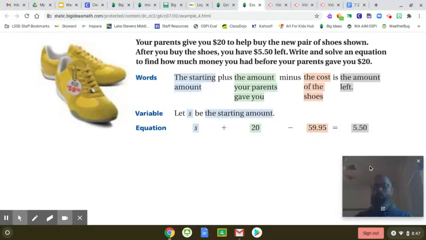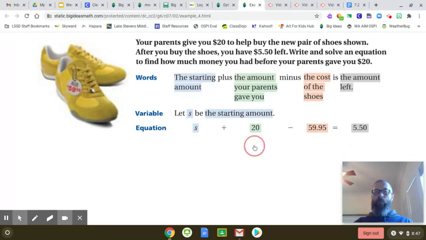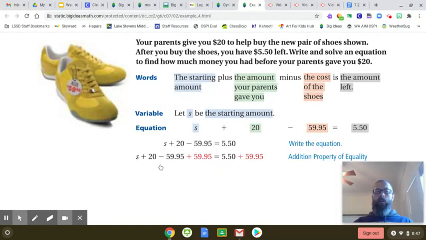So how do we solve this? Got a few steps here to do. Rewrite it as S plus 20 minus $59.95 equals $5.50. So then we're going to do inverse operations. We're going to undo everything on this side so that we can get S all alone. And so we're going to add $59.95 to both sides, plus $59.95 plus $59.95 to keep the equation equal. Okay, so that leaves me with S plus 20 equals 65.45.